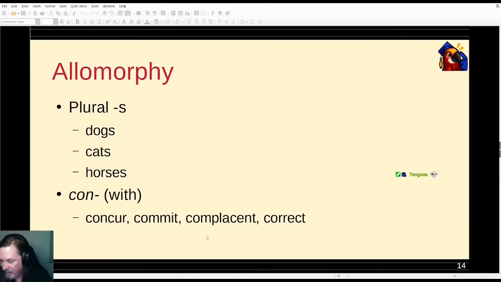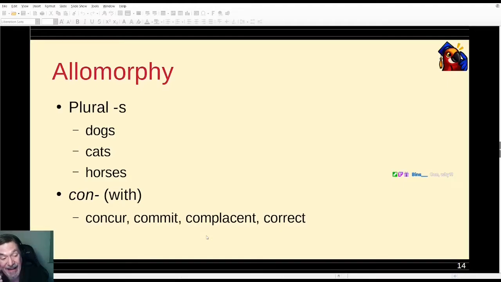Whereas in commit, the M's stay in the same place. Same thing with complacent. The M and the P and the B are all what we call labial consonants. In other words, labial, they're produced on the lips. M, B, P, all produced by pursing your lips.